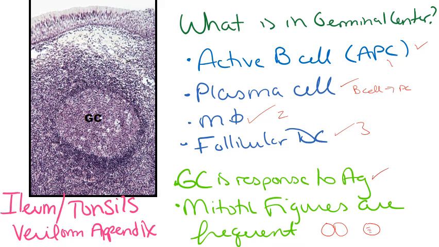So we have our germinal centers, for the most part, being very, very high in number and amount in the ileum, the tonsils, and the vermiform appendix. You need to know these three locations. The ileum, the tonsils, and the vermiform appendix are the areas of high concentration of germinal centers.